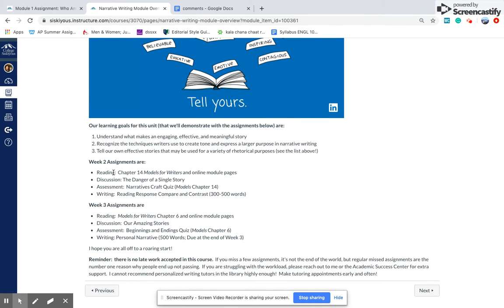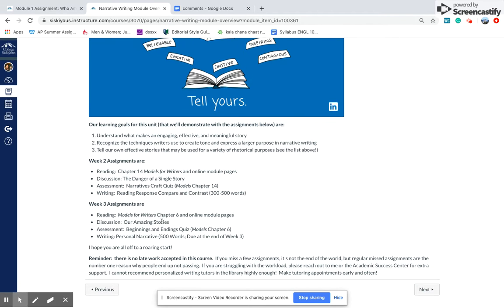Your list of assignments is here for weeks 2 and 3. The only switch up is that the discussions are changed: The Danger of a Single Story is in week 3 and the discussion Our Amazing Stories is in week 2. This is just to give you some more time to think about what you want to write about at the end of the module.